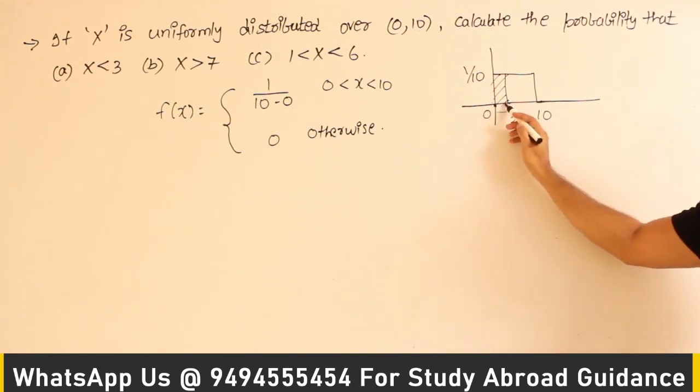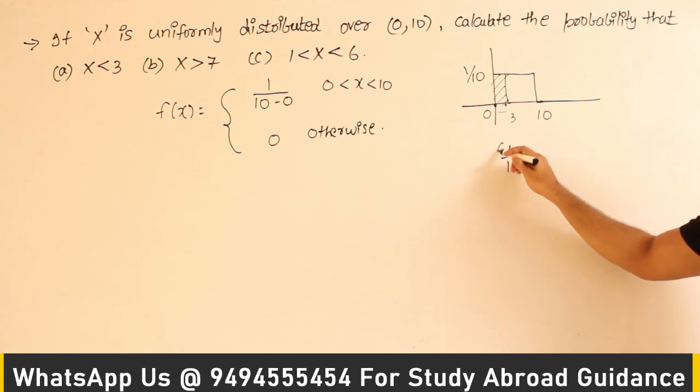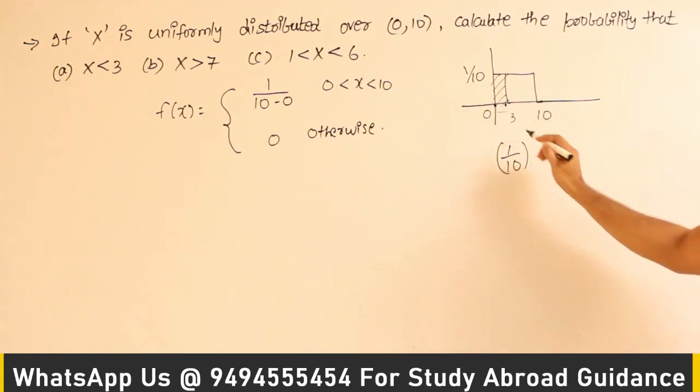So what is the length? The length is going to be 1 by 10. And what is the breadth? The breadth is going to be 3, isn't it? 3 minus 0 is 3. Therefore, the probability for question A is 3 by 10.